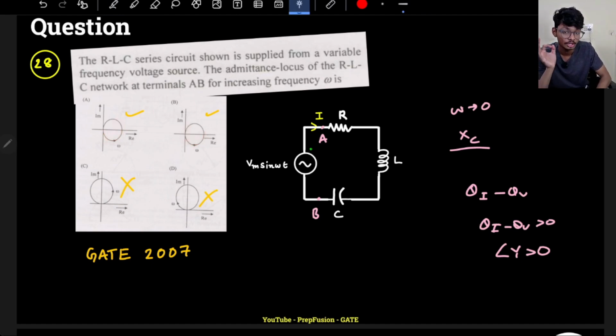Whom will I believe? So let's take the case where they are asking for admittance. At omega equal to 0, what is the admittance basically? At omega equal to 0, I told you this term will be dominating, correct? Because 1 by omega C is there, this will obviously be dominating.